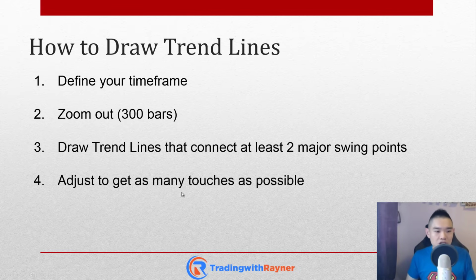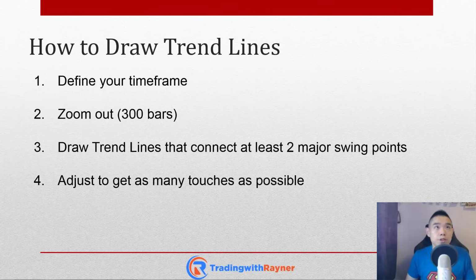And finally, you want to adjust your trend line to get as many touches as possible, kind of like making your trend line curve fit the price data that you have. Okay, so you want to adjust it to get as many touches as possible, whether it's the body or whether it's the wick. So I'll walk you through a few examples so you see how this works out.